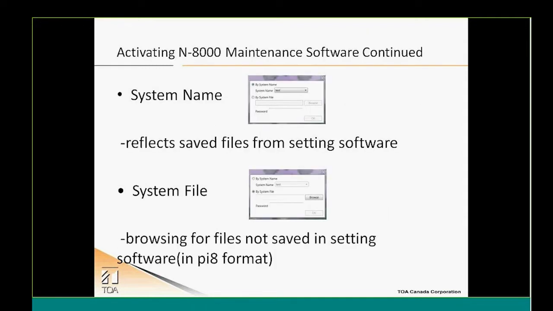The system name drop-down bar will reflect all saved files from your settings software, whereas the system file will allow you to browse for files not saved in your settings software that you might have imported or exported in a PI8 format. Once you have entered the correct password, the OK button will become active.